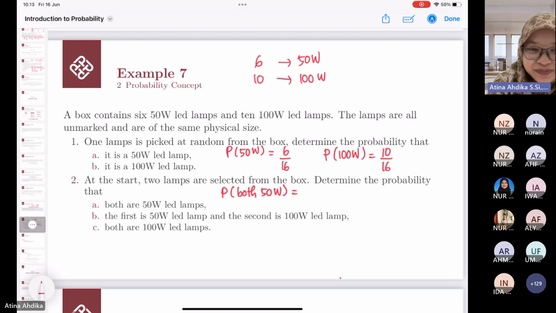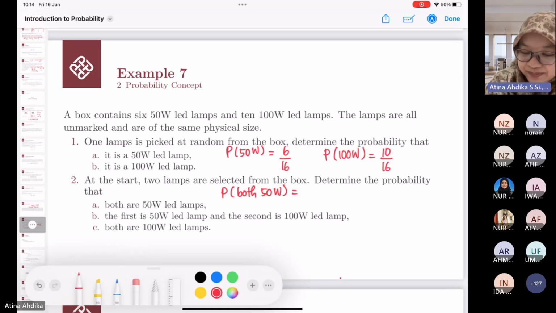How come? Anyone can answer? I will give you the opportunity to try first before we discuss the answer. How do we calculate this one?